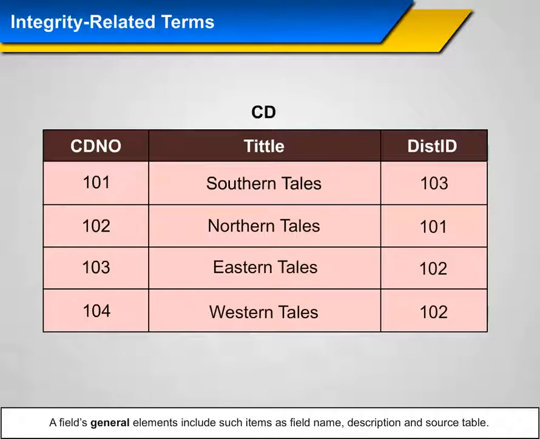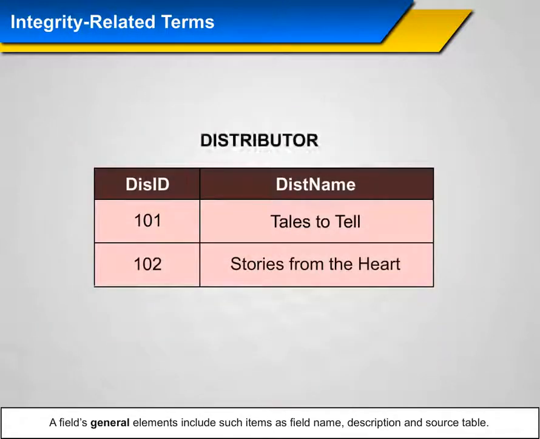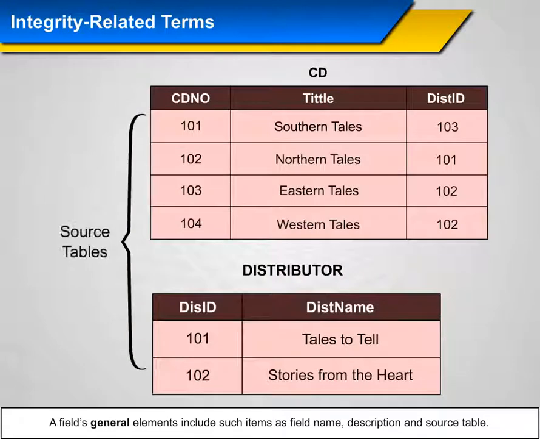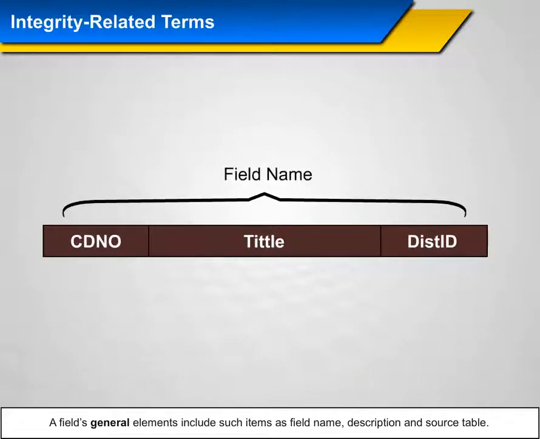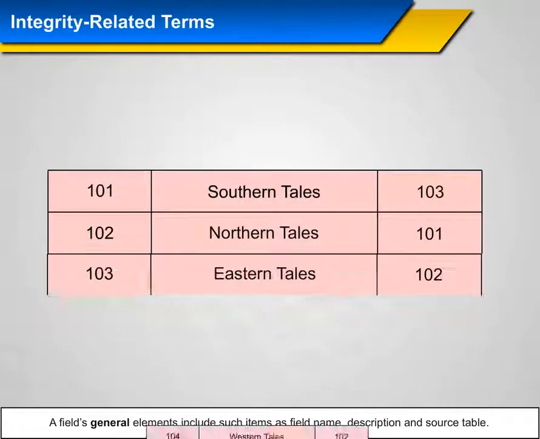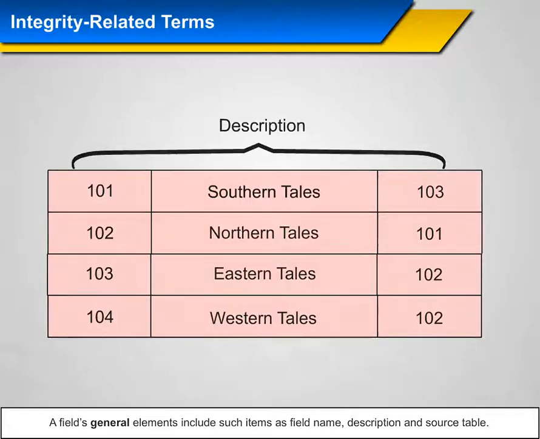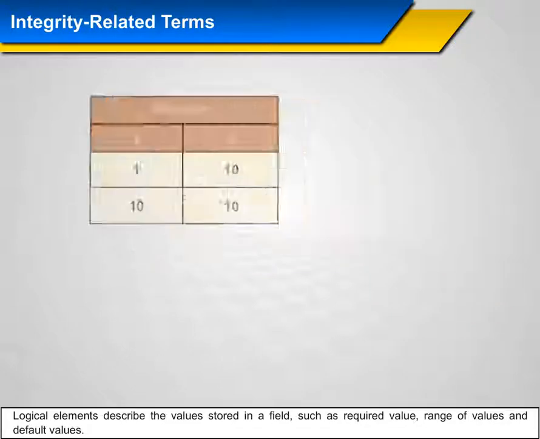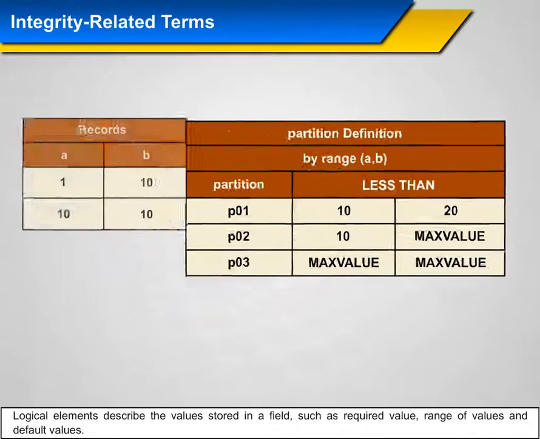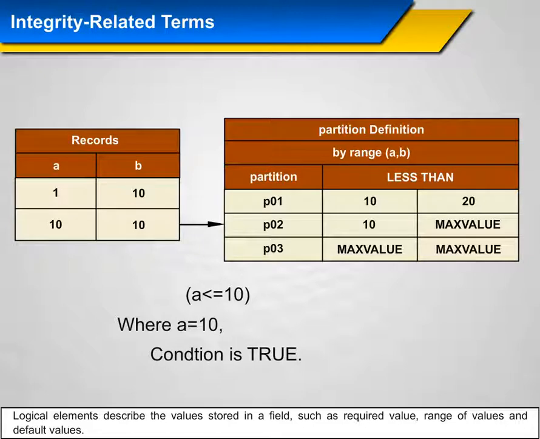A field's general elements include such items as field name, description, and source table. Physical elements include items such as data type, length, and display format. Logical elements describe the values stored in a field, such as required value, range of values, and default values.